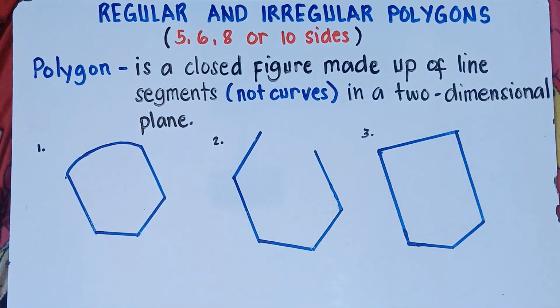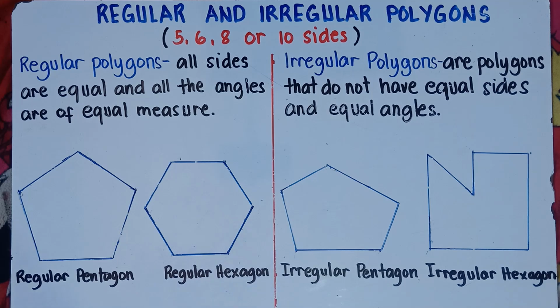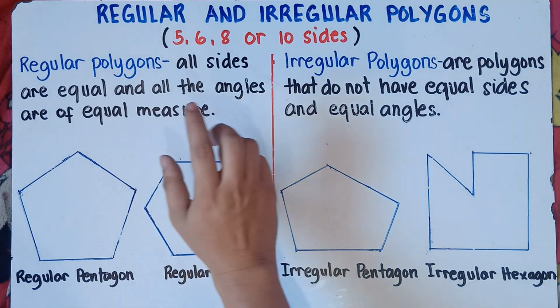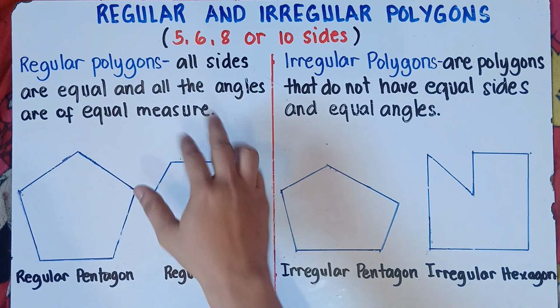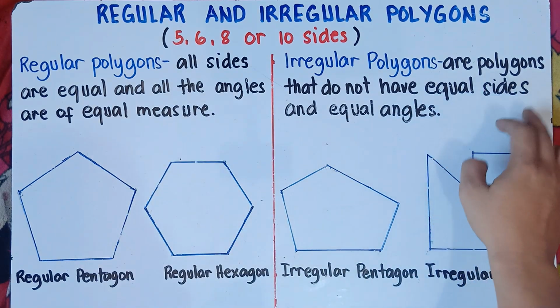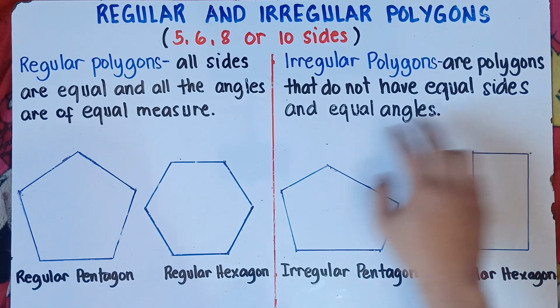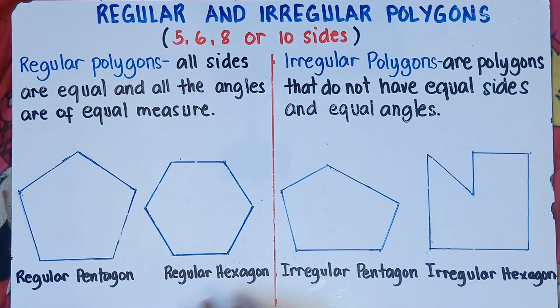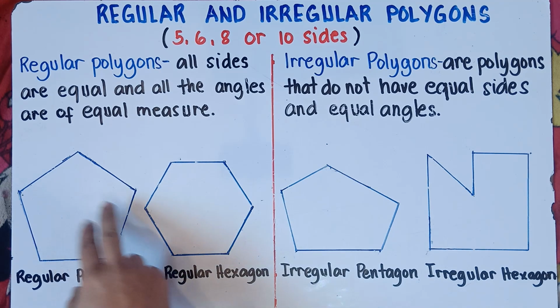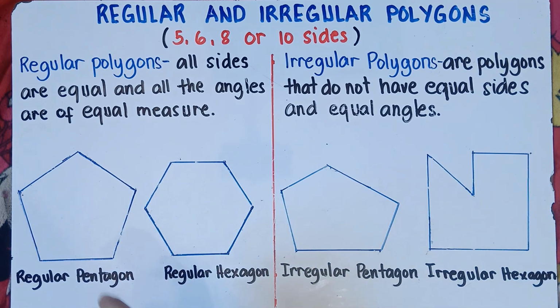If you understand the polygon, class, let's talk about regular and irregular polygons. In regular polygons, all sides are equal and all angles are of equal measure, while irregular polygons are polygons that do not have equal sides and equal angles. Based on this given illustration, class, what have you noticed? That's correct. In the first and second illustrations, they have equal sides as well as equal angles. In the third and fourth illustrations, the sides are not equal and the angles are not equal.